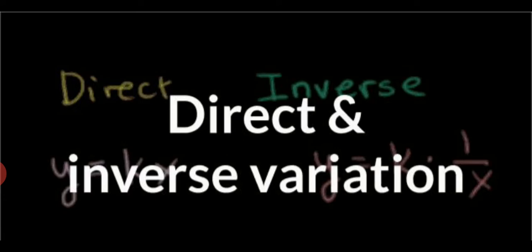There are two types of variation. First is direct variation and second is inverse variation. Today we shall discuss the direct variation. Two quantities are said to have direct variation if the increase in one quantity causes an increase in the other and the decrease in one quantity causes the decrease in the other.